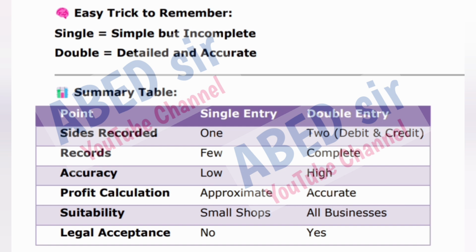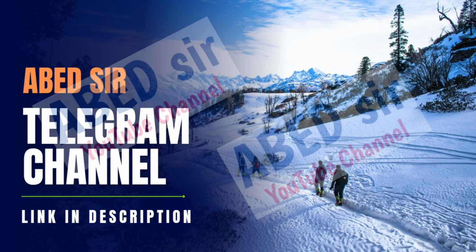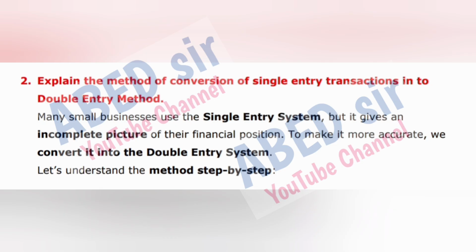Summary table. Point: single entry, double entry. Sides recorded: 1, 2, debit and credit. Records: few, complete. Accuracy: low, high. Profit calculation: approximate, accurate. Suitability: small shops, all businesses. Legal acceptance: no, yes.